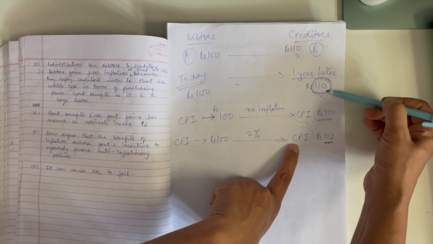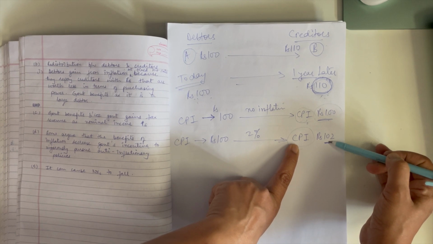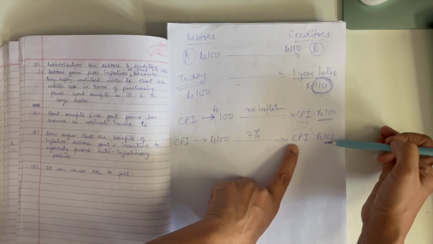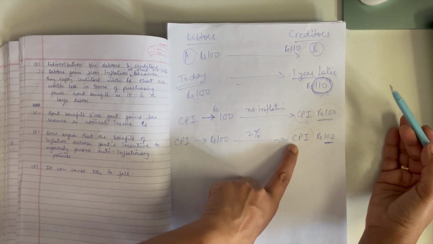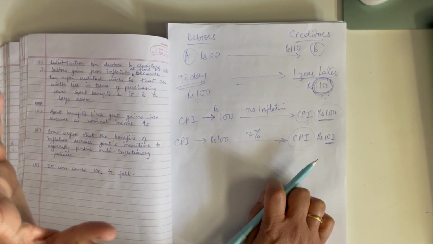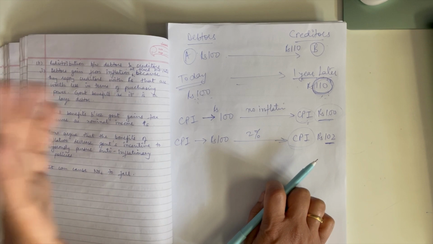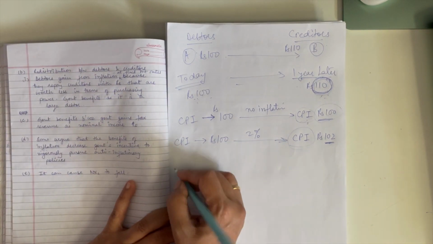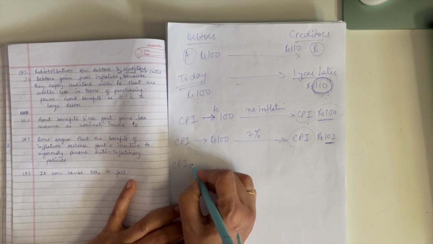He's getting 110, but he buys at 102 the same basket of goods. So whatever he's gaining here is 8 rupees, if I talk in absolute terms, to make it simple. All right. Now let's go and have an extreme case of inflation.